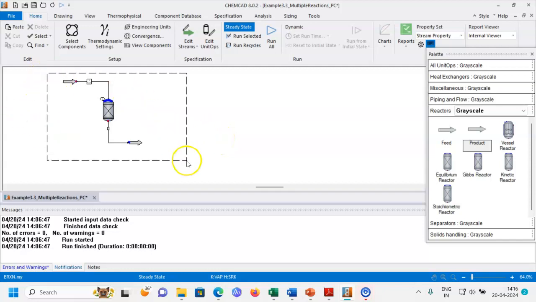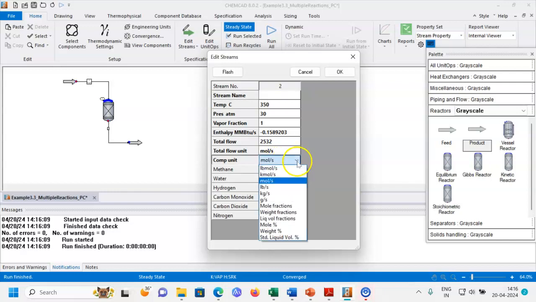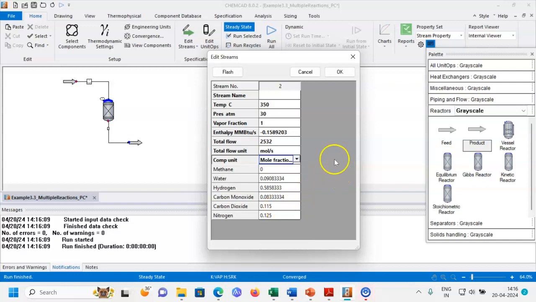I select this, run selected, and what I get here is this. My methane is completely consumed. And my carbon monoxide is consumed, but it is also being produced from methane. If I go with the mole fractions, they would be like this. My hydrogen is almost 60%, and this is what I have got as the outlet.